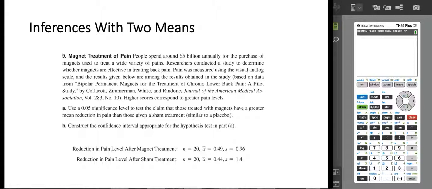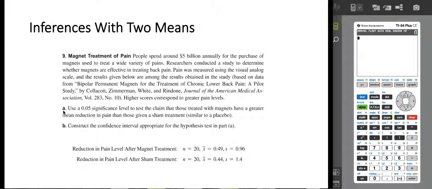So let's look at our example. You can read through this example; I'm not going to read it to you. But this is an example where you are evaluating whether or not this specific treatment of using magnets to treat pain is going to be effective, or more effective than not using anything to treat the pain or using a placebo. We're asked to use a 0.05 significance level to test the claim that those treated with magnets have a greater mean reduction in pain than those given a sham treatment, or a treatment similar to being given a placebo.